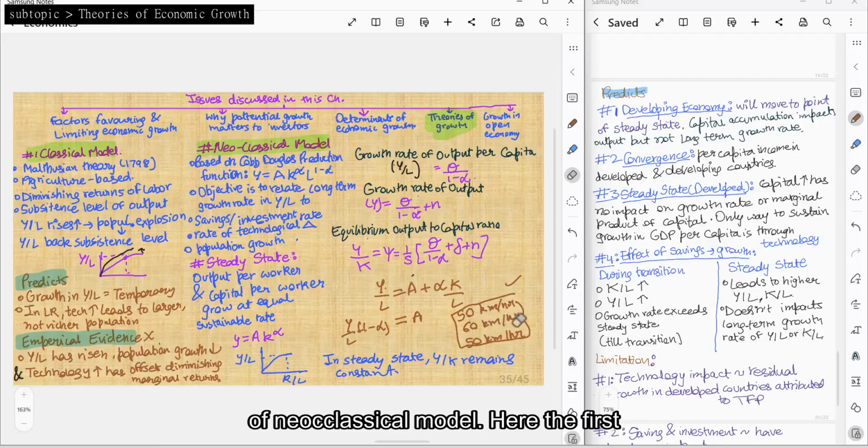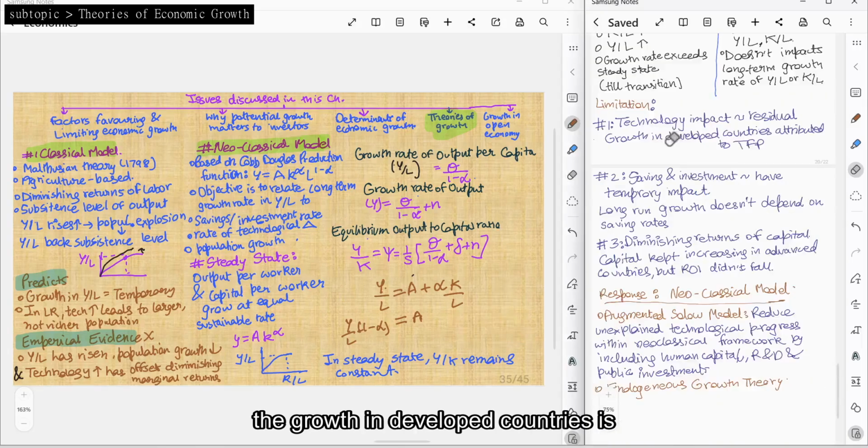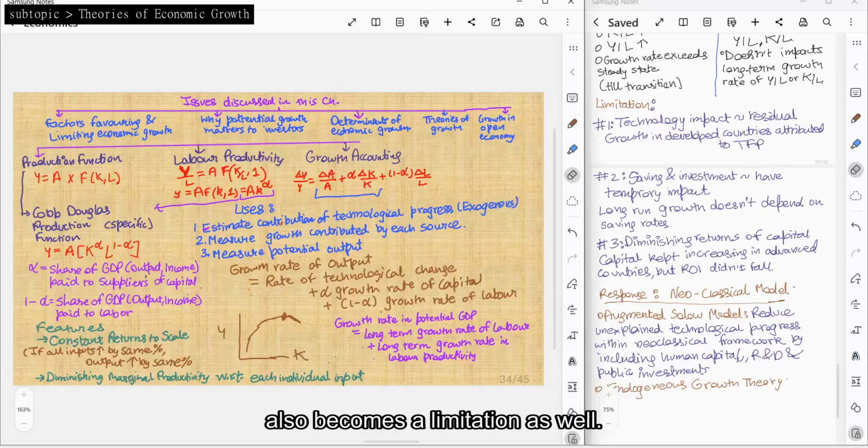Here the first limitation is that the impact of technology is treated as a residual, and the growth in developed countries is majorly attributed to total factor productivity. So we had already discussed this point that we can use this Cobb-Douglas equation to estimate technological progress. So that also becomes a limitation as well.